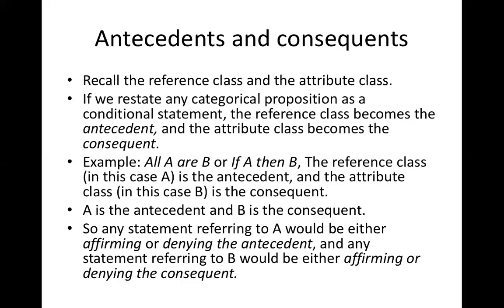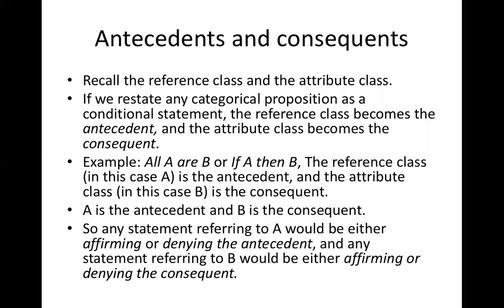Now let's look at antecedents and consequents. Let's remember what we just did on the reference class and the attribute class. If we restate any categorical proposition as a conditional statement, the reference class becomes the antecedent and the attribute class becomes the consequent. So for example, "All A are B" is a categorical statement. The conditional version is: if A, then B. The reference class, in this case A, is the antecedent, and the attribute class, B, is the consequent. So whenever you are making a statement, just remember that the first part is the antecedent, the second part is the consequent.